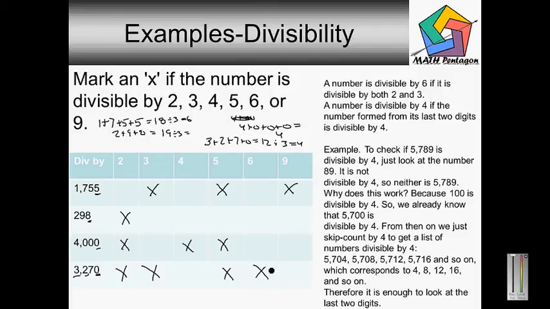Put X there. And for 9, we add up the digits, which we know is 12. So we do 12 divided by 9. No, that doesn't work out. So you don't put X there. So we put X underneath the 2, the 3, the 5, and the 6. So these are all the correct answers right here. Let's now move on to a few exercise problems so we understand the concept of what we are doing here.